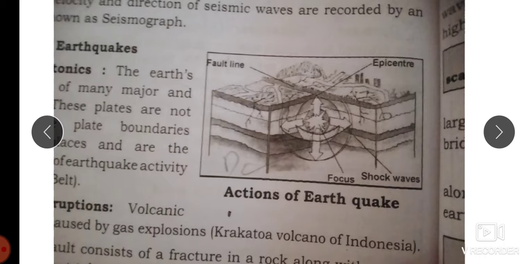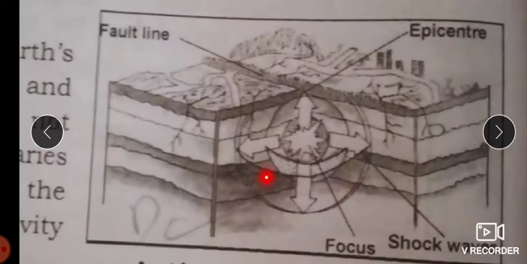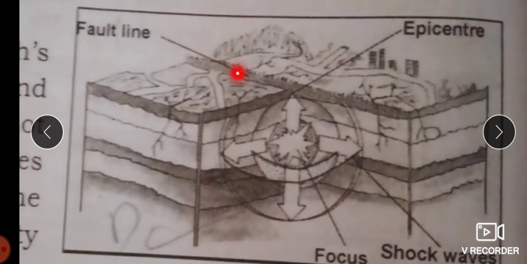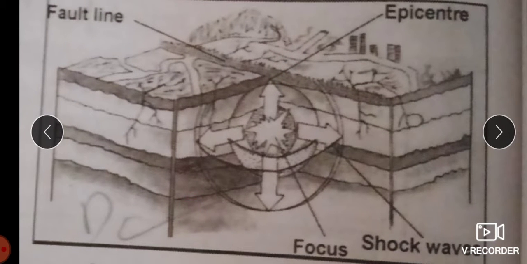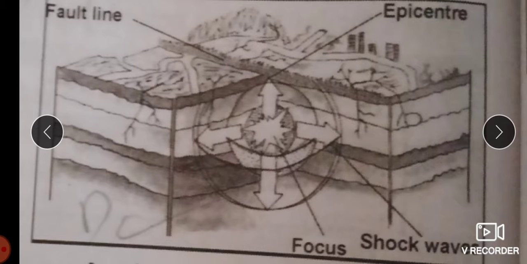We also have faulting. See, this is the fault line where you can see. A fault consists of a fracture in a rock along which a great deal of displacement takes place. You can see the displacement which takes place. Earthquakes occur when movement of the plates takes place along the line of fracture.